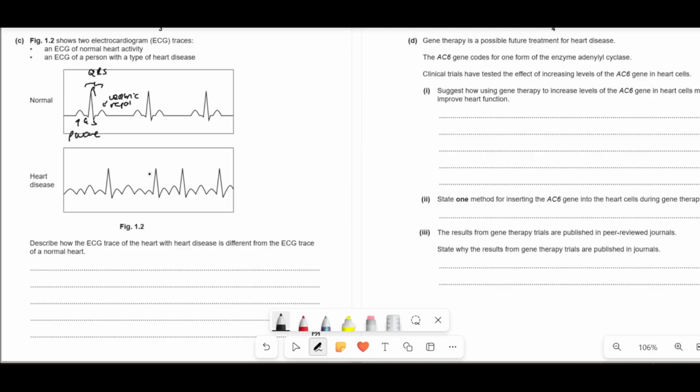In the other one, in this person who's got the heart disease, remember that the distance between each of these also tells you a bit about its rhythm as well. The QRS complexes are closer. And then as well as that, you can see that they're also irregular between them. So there's irregular gaps or distant times between the QRS complexes.